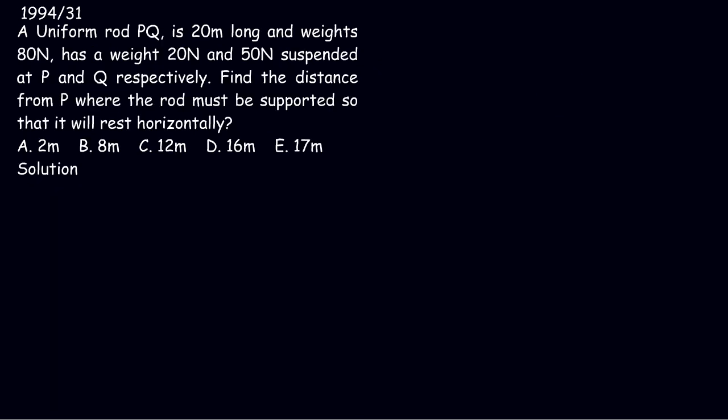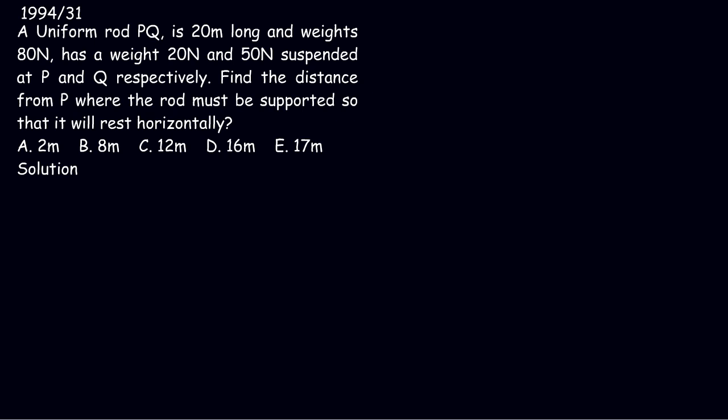Our very next example is from WAEC 1994. It states that a uniform rod PQ is 20 meters long and weighs 80 newton. It has weights 20 newton and 50 newton suspended at P and Q respectively. Find the distance from P where the rod must be supported so that it will rest horizontally. And we are given the options.